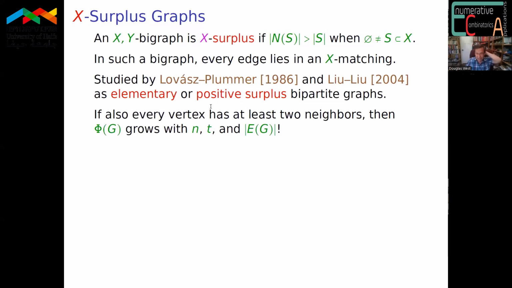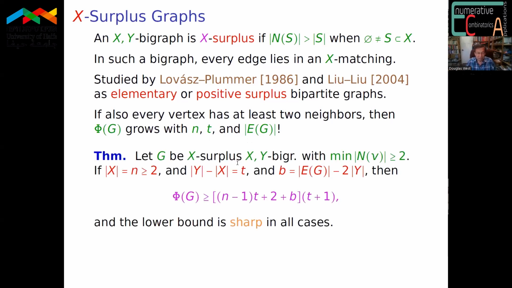The interesting thing now is if we require that every vertex has at least 2 neighbors, then the number of maximum matchings is suddenly going to have to grow with the number of vertices in X, the difference between the size of Y and the size of X, and the number of edges in the graph. So this is quite a surprising change compared to the sharpness examples I was showing you before, where the results did not grow with n or the number of edges. So here's the theorem that we proved.